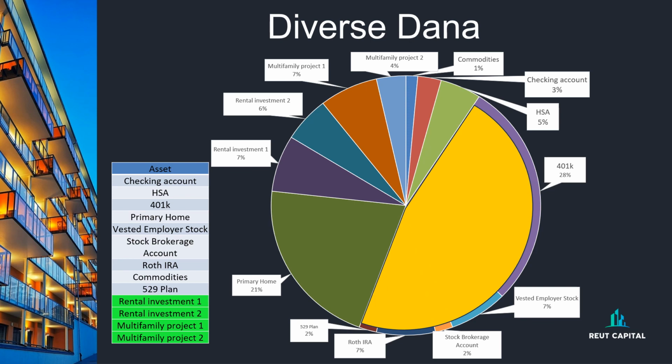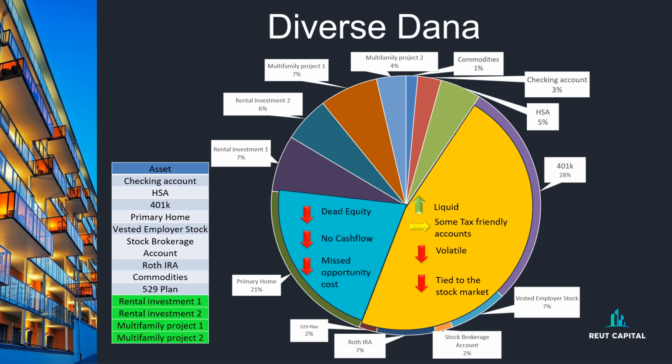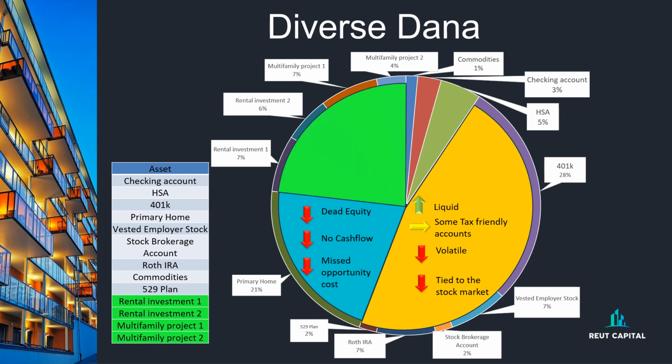Again, the yellow part is the volatile stock market, which is also liquid. So the same stuff, it's liquid, some tax-friendly accounts, it's volatile and tied to the stock market. The second part is her primary home, which, as we discussed, is dead equity, does not cash flow, and has missed opportunity cost. The third part are the real estate investments that she did. What is good about this? It is a second source of income.